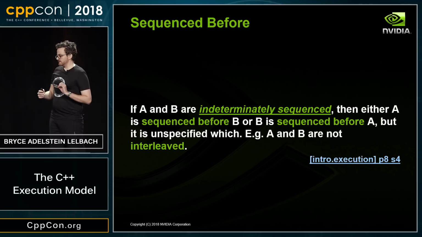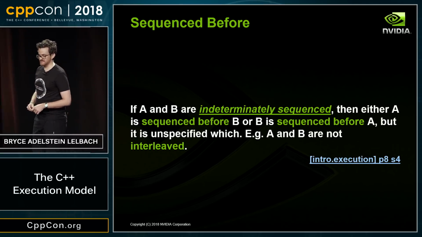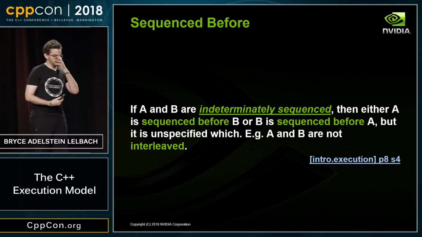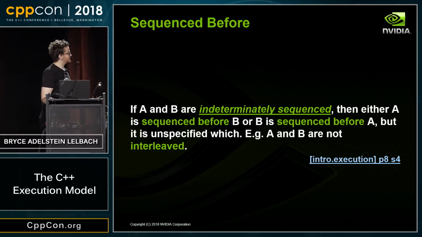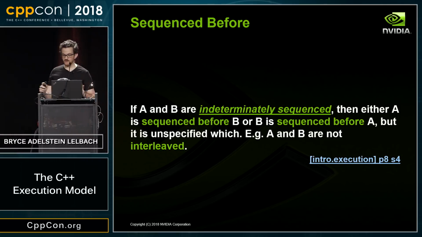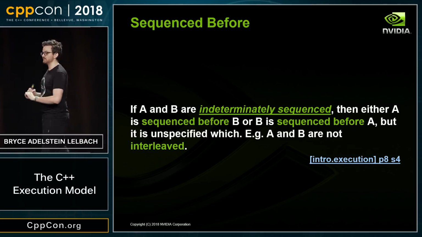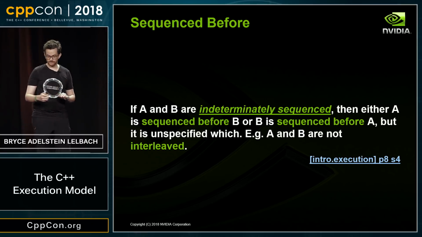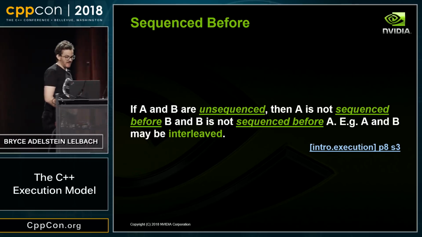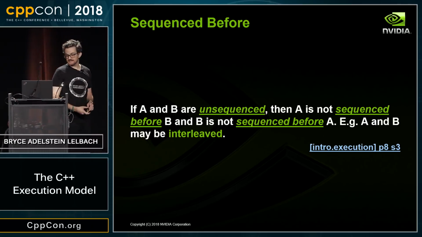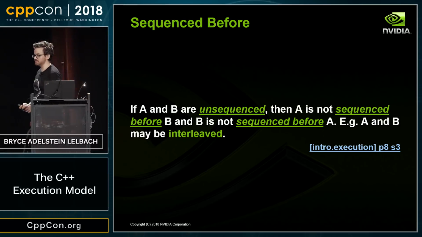Now there are two other related relations. The first of them is called indeterminately sequenced. If A and B are indeterminately sequenced, then either A is sequenced before B or B is sequenced before A, but it's unspecified which. But what you do know is that A and B are not interleaved. One comes before the other, you just don't know which. Then there's an even weaker relation called unsequenced. If A and B are unsequenced, then A is not sequenced before B and B is not sequenced before A, and they might potentially be interleaved.